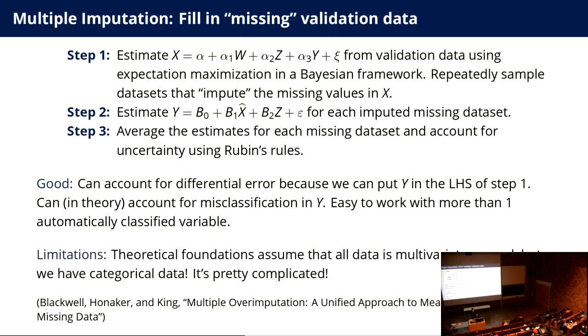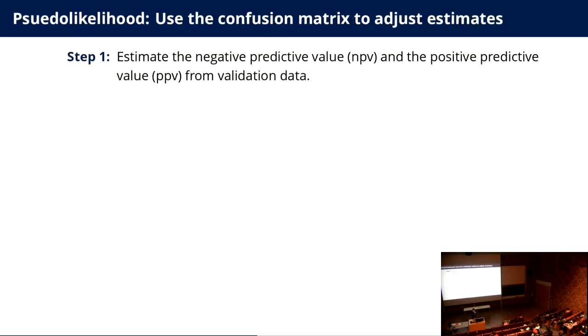I think the theoretical foundations for this one are relatively weak. They assume that the data is all multivariate normal, but obviously our variables are categorical in this setup, so they might not be multivariate normal. And this is also a pretty complicated procedure, both computationally and conceptually.